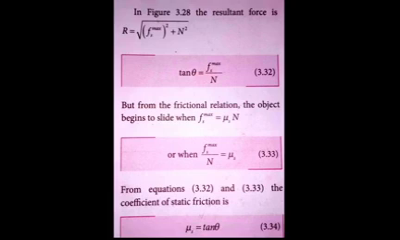Then we know the relation for the frictional force of the object. If the frictional force is maximum, the value is mu_s into N. What is mu_s? Mu_s is the coefficient of static friction, and N represents the normal force. I rearrange this equation, f_s maximum equal to mu_s into N, so we get f_s maximum by N equal to mu_s. Now replace f_s maximum by N in the tan theta value. So I get mu_s equal to tan theta. Okay students, this is the final equation for calculating the angle of friction.